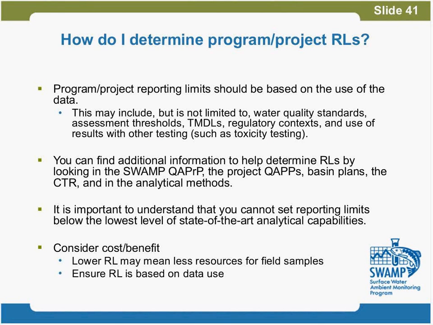So how do I determine program and project reporting limits? We said that it needs to be based on the use of the data. We need to look at how we are going to use the data in reporting. Are we looking at water quality standards? Are we looking at this in a regulatory context? Are we looking at using our chemistry results with results of other testing, such as toxicity testing, which would probably change our reporting limits significantly from if we were looking at them for water quality standards?